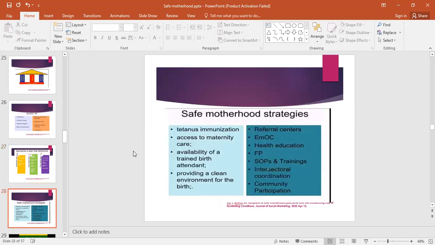Safe motherhood strategies. In safe motherhood strategies, there is tetanus immunization, access to maternity care, availability of trained birth attendant, providing a clean environment for the birth, referral center, emergency obstetric care, health education, family planning, SOPs and training, intersectoral coordination, and community participation.